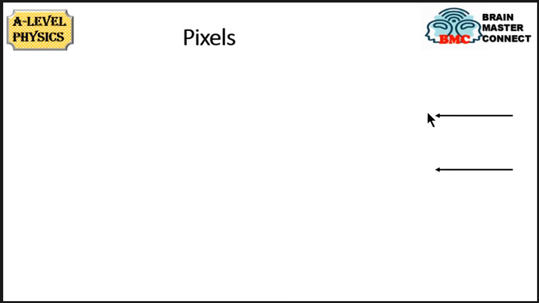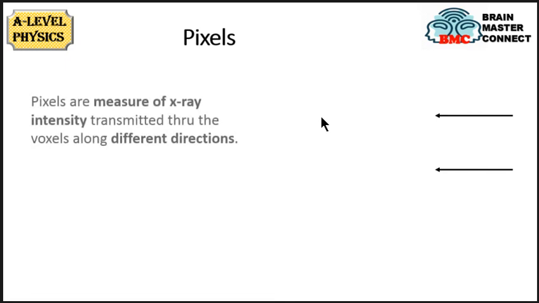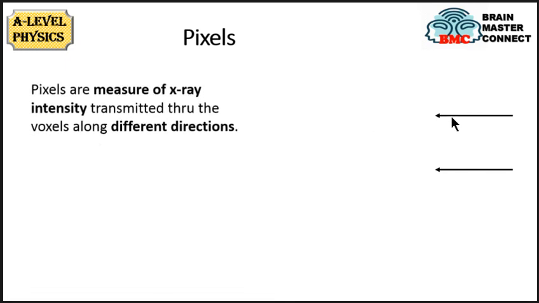Well, pixels are measures of X-ray intensity transmitted through the Voxels along different directions. Okay, so they are measures of the degree of X-ray intensity transmitted through the Voxel along different directions.